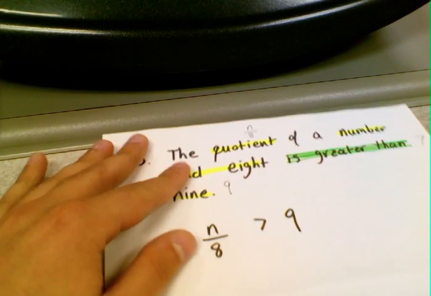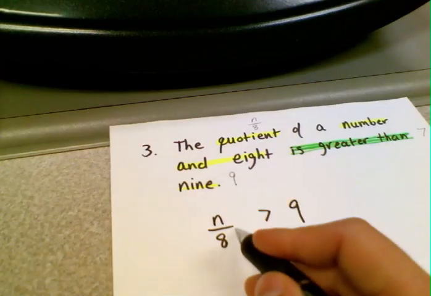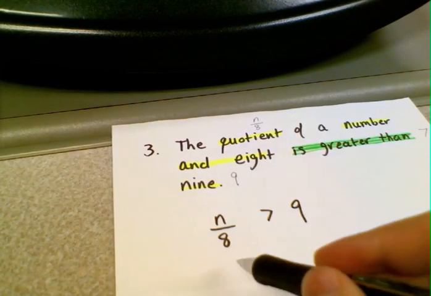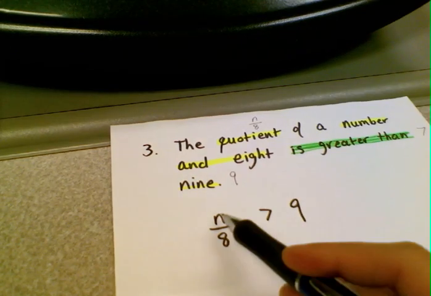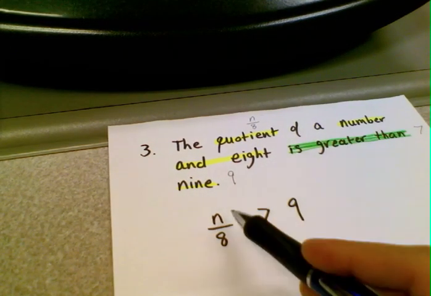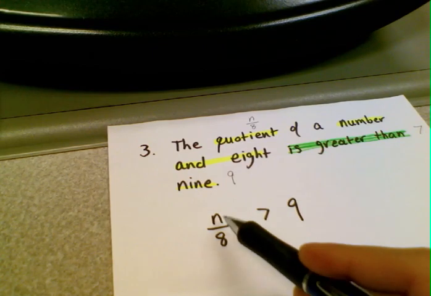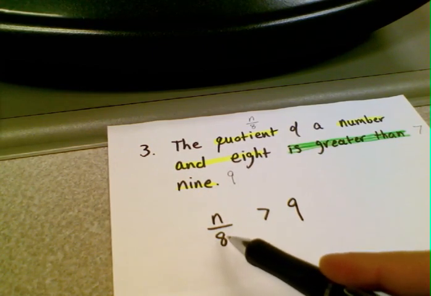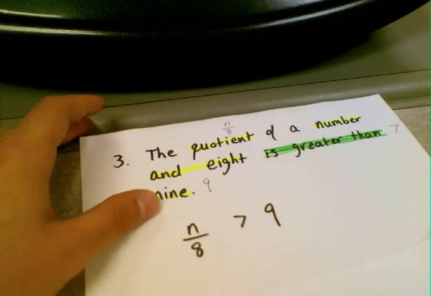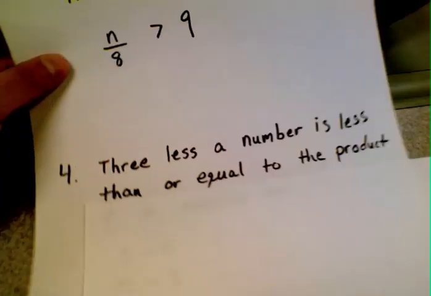So I see here that I have n divided by 8. Again, quotient tells me it's division, is greater than 9. Okay, the n would go on the top of my fraction here on the numerator. The 8 would go on the bottom on the denominator. All right.